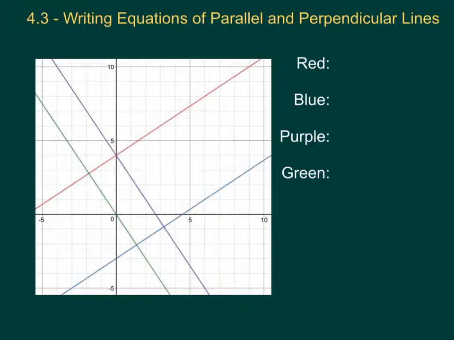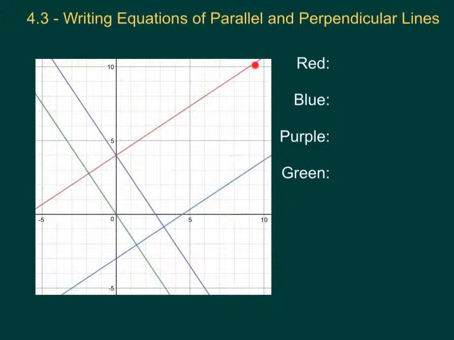Section 4.3, Writing equations of parallel and perpendicular lines. So what we can see in our coordinate grid here is we have four lines. We have a red line and a blue line, a purple line, and a green line. So hopefully you can see these four different lines, and they seem to have some type of a relationship.